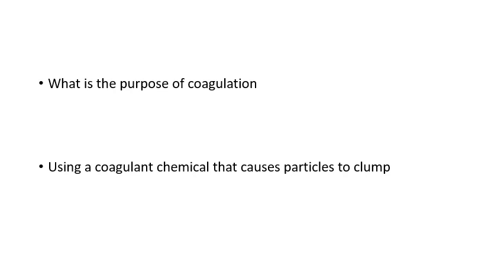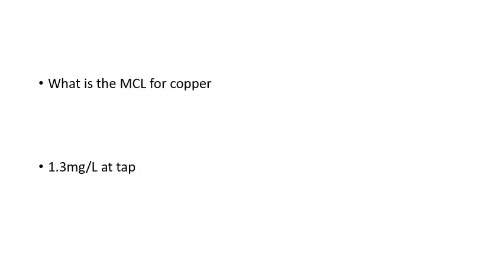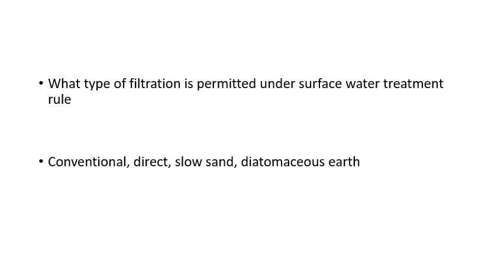What is the purpose of coagulation? To use a coagulant chemical that causes particles to clump. What is the MCL for copper? 1.3 milligrams per liter at the tap. What type of filtration is permitted under the Surface Water Treatment Rule? Conventional, direct, slow sand, and diatomaceous earth.